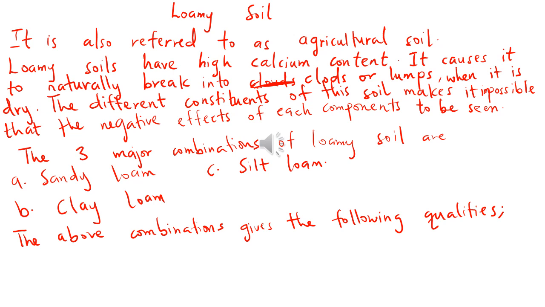So if you do these combinations, these are the qualities that you get for loamy soil. The roots of plants growing in loamy soil will have good enough water, enough space, enough air, so it makes the plants grow well. And again, because of these qualities of loamy soil, it is the best soil for gardening. So kindly note it down: loamy soil is the best soil for gardening.